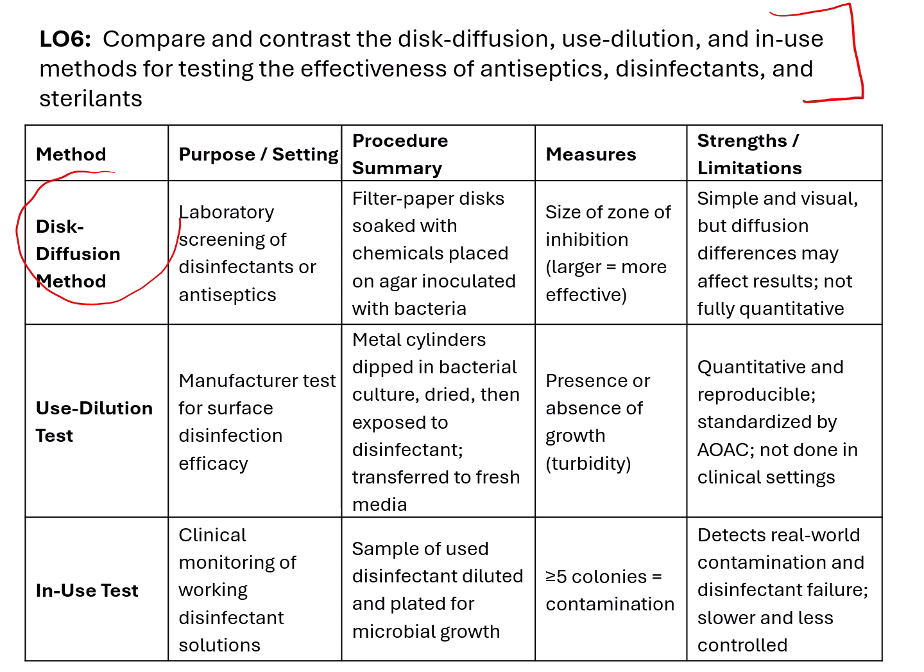Remember, the disc diffusion method gives us a quick visual comparison. We can see those zones of inhibition. The use dilution test ensures true killing efficiency. We can see whether the broth is clear or cloudy. And the in-use test ensures continued effectiveness in real-world conditions, right? We want to make sure our disinfectant is clean. There aren't any microbes growing in there. So together, these methods allow us to evaluate disinfectants scientifically and ensure safety in healthcare and lab settings.